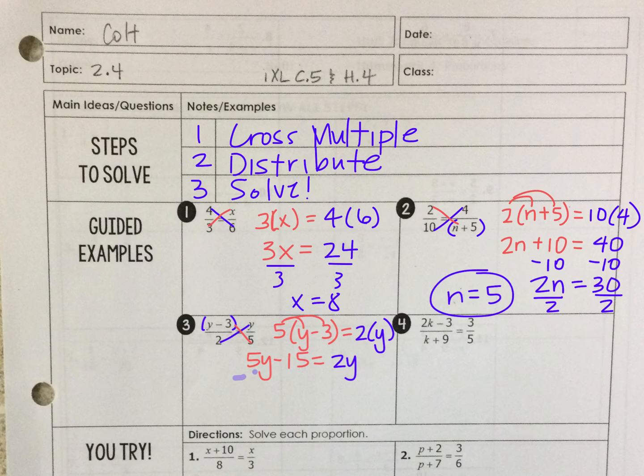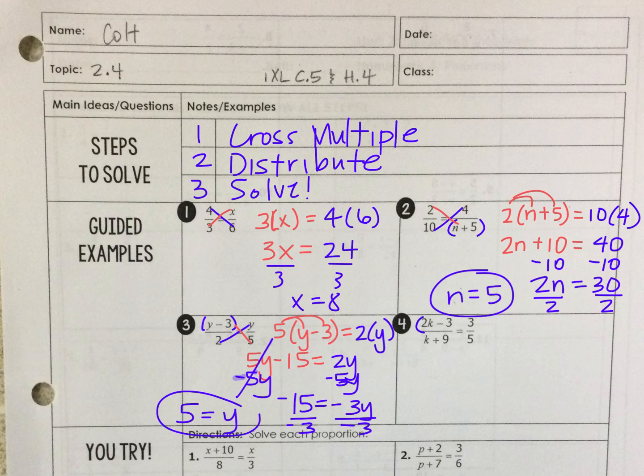So I'm going to take, let's write in marker, I'm going to take and subtract 5y. Negative 15 equals negative 3y. Divide by negative 3, y equals 5.